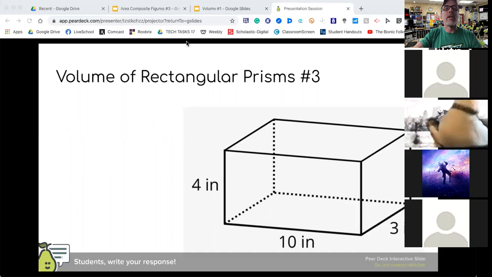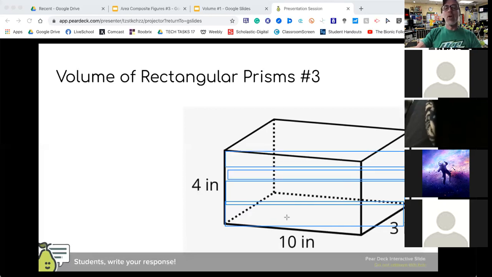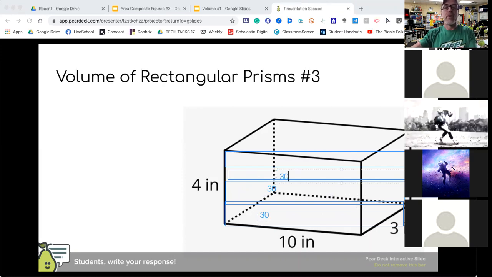Real quickly, here's the annotation of that. So here's a layer. Here's a layer. Here's a layer. And there's a layer. Pretend like that's 4 layers tall. And every layer has 30 in it, right? There's 30. 30. 30 more. 30 more, right? So you have that the volume is 120 cubic inches.